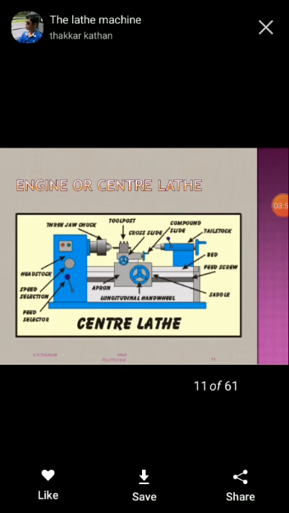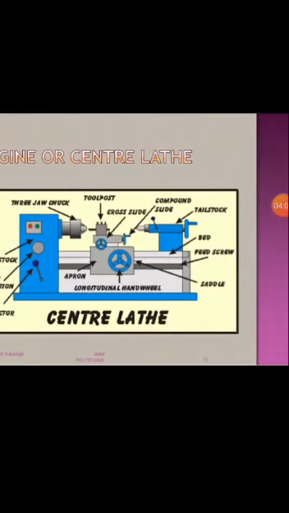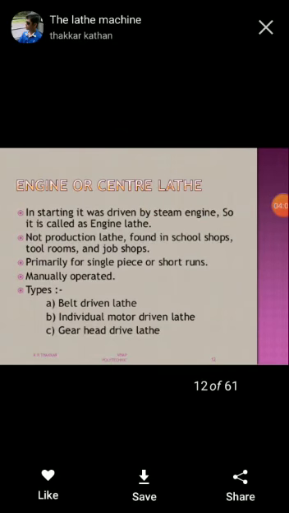Now, the figure of the engine or center lathe. In the beginning it was driven by a steam engine, so it is called the engine lathe. It is not a production lathe. It is found in school shops, tool rooms and job shops, primarily for single piece or short runs. It is manually operated, and the types are the belt driven lathe, individual motor driven lathe and gear head drive lathe.